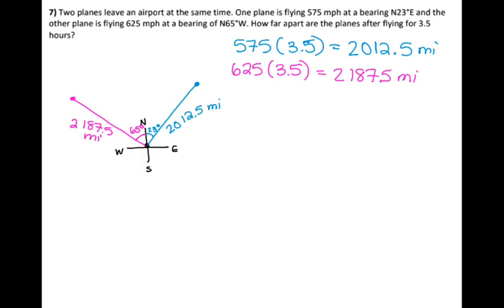Now going back to the question. The question is asking how far apart are the planes after flying for 3.5 hours. So this is the distance that I am trying to solve for, which I'm going to go ahead and label as x. Now if I look, I have 2 angles, the 23 degrees and the 65 degrees. And if I were to combine those 2 angles together, that gives me that big angle, which is across from side x. So 65 plus 23 is 88 degrees.